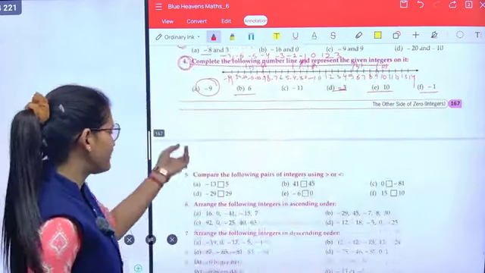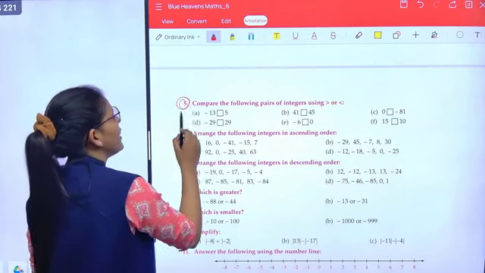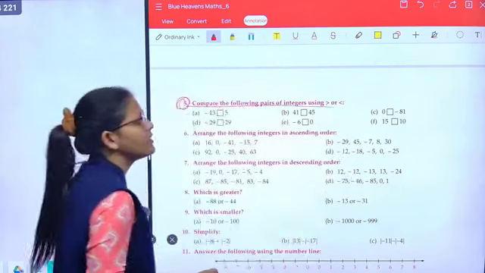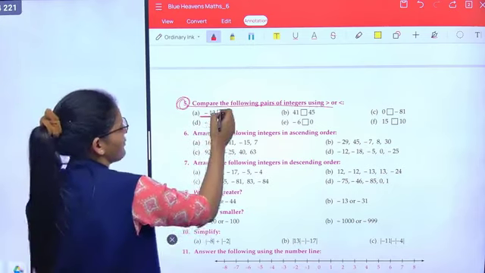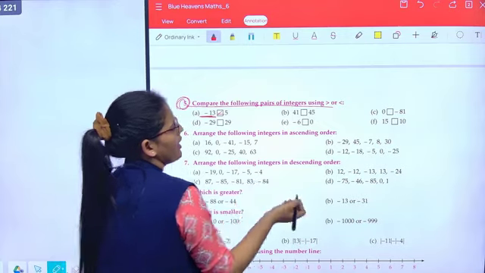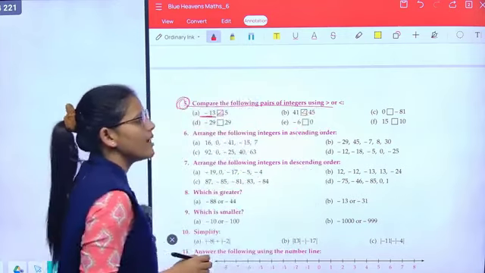Understand class? Come on, question number 5. Compare the following pairs of integers using these signs. Now class, -13 or 5. 5 is greater than -13. Now class, 45. Rest of the parts do yourself.